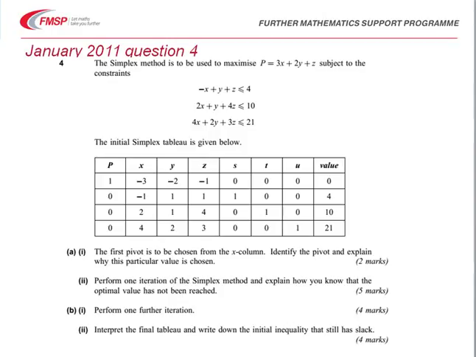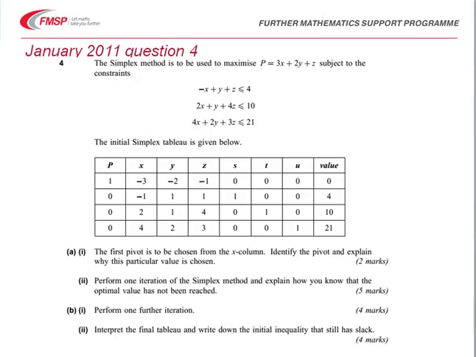Well, as soon as we see the question we recognize that this is going to be a simplex problem. And in fact we're told that we're to use the simplex method to maximize a profit equation P equals 3x plus 2y plus z, subject to the constraints that are given there. And it says that the initial tableau is given in this particular table.